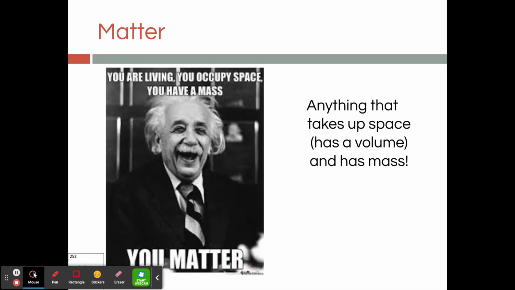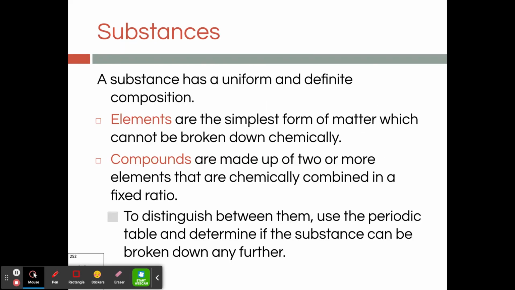Last class, we introduced the concept of matter. Matter is anything that takes up space, that has a volume, or it has a mass. And normally, whenever we think of matter, we think of elements or compounds. Elements are going to be the simplest form which matter can take. That's why we have a periodic table of elements. Those are the simplest forms.